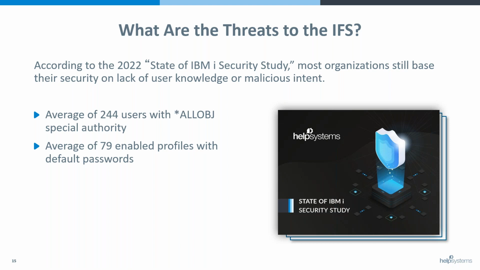Coupled with that, our user access tends to be a little bit lax when we start looking at passwords. We also found that there's an average of 79 enabled profiles on systems that we evaluated that had default passwords, so user ID and password is the same. This is definitely a concern. If you've got combined IFS security wide open or users with all object authority and a default password, that's left a significant hole in the one thing that could stop users from getting onto the system to do something inappropriate. So definitely something that needs to be circled back to and discussed.